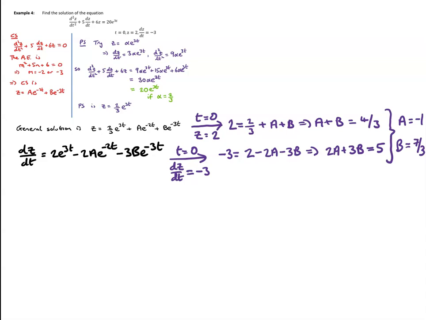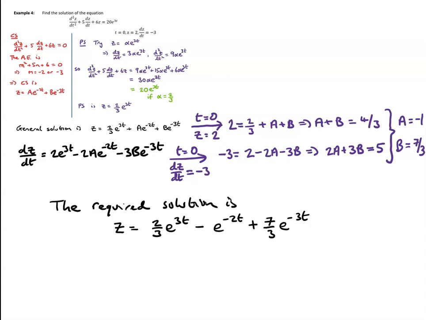So I've got my particular solution. The required solution is z is 2/3 e to the 3t minus e to the minus 2t plus 7/3 e to the minus 3t.